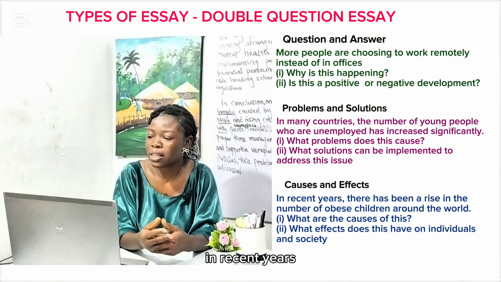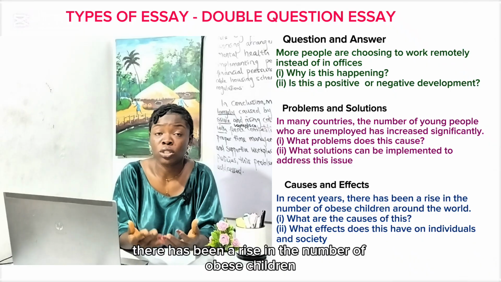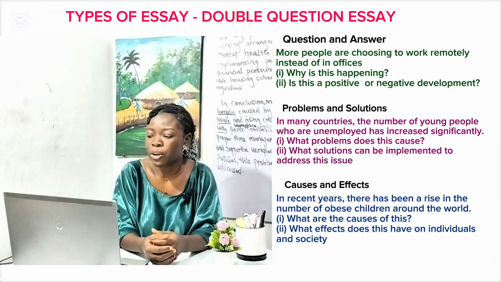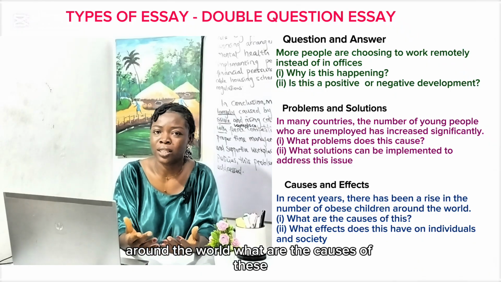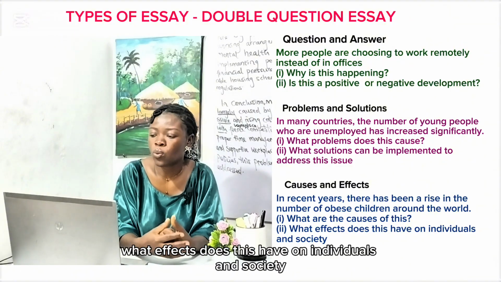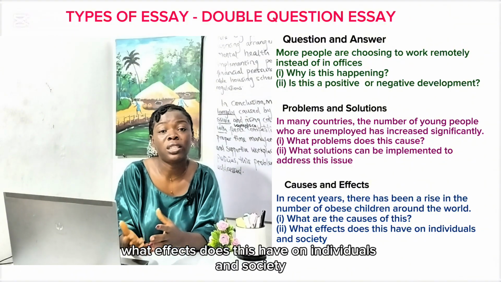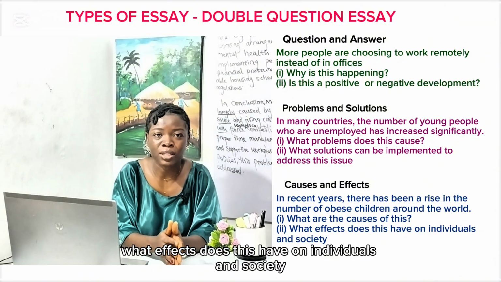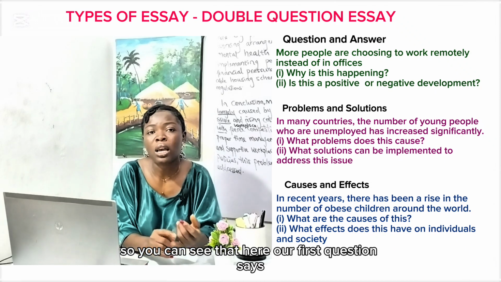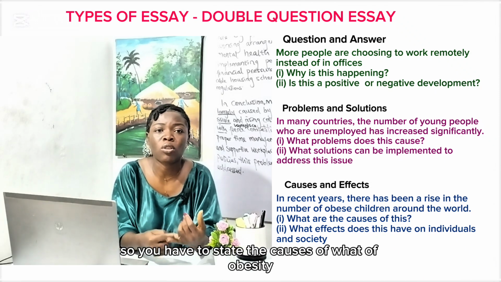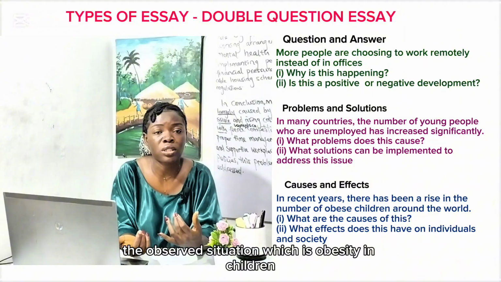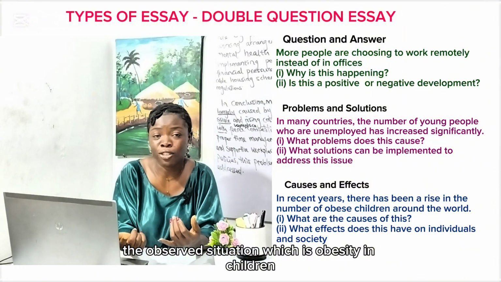In recent years, there has been a rise in the number of obese children around the world. What are the causes of this? What effects does this have on individuals and society? So you can see that here, the first question says, what are the causes of this? So you have to state the causes of what? Of obesity, the observed situation, which is obesity in children.